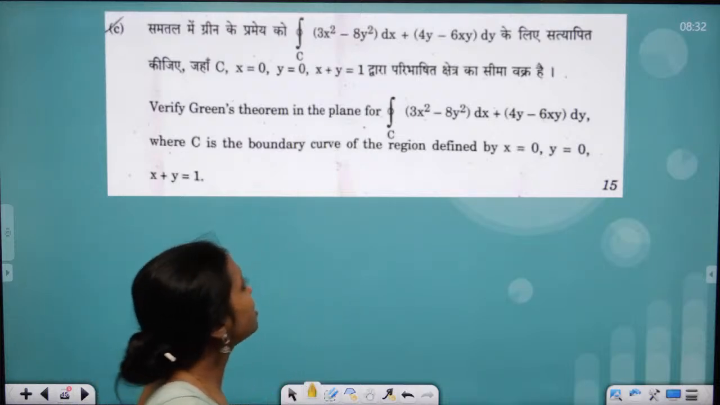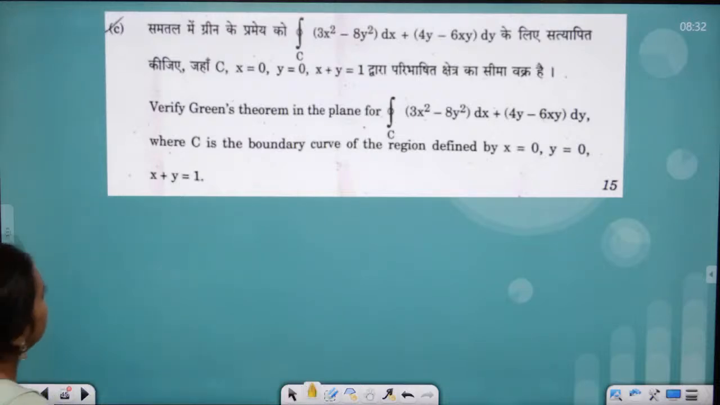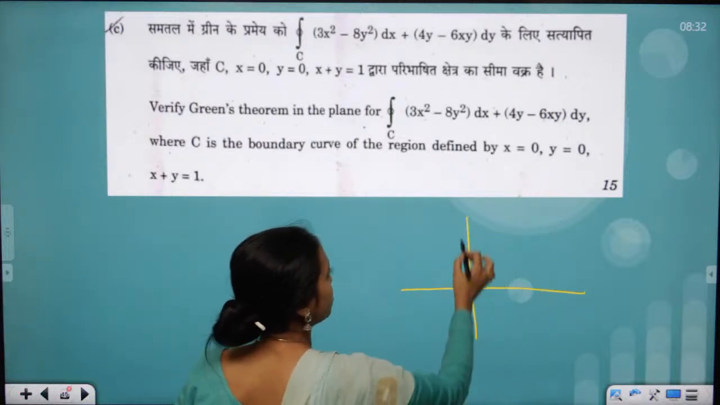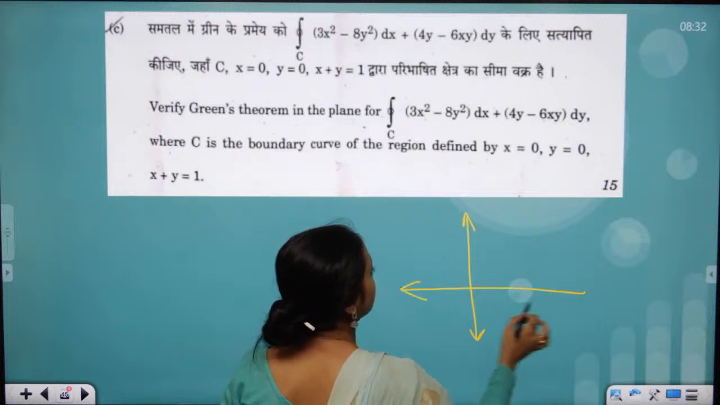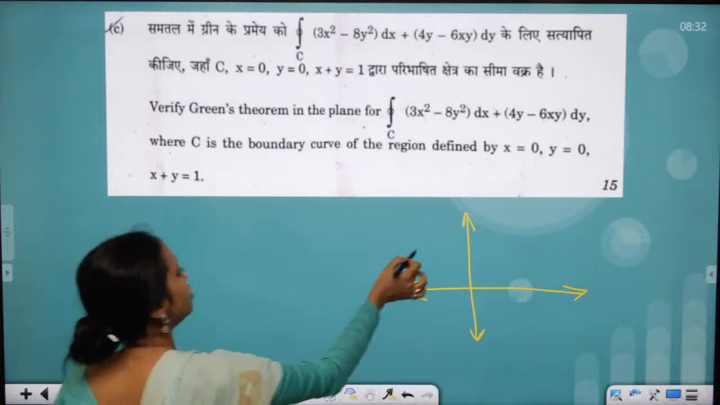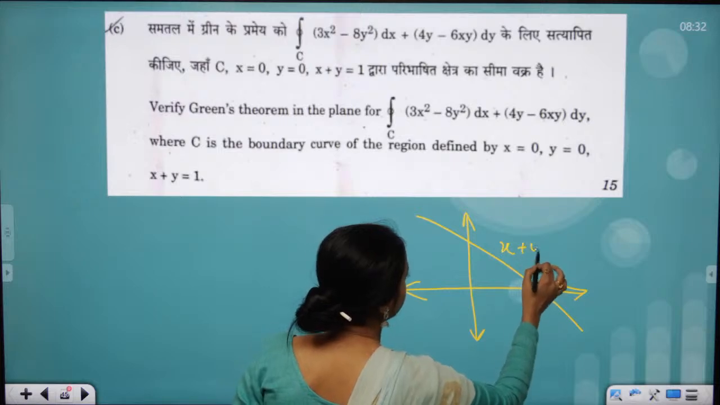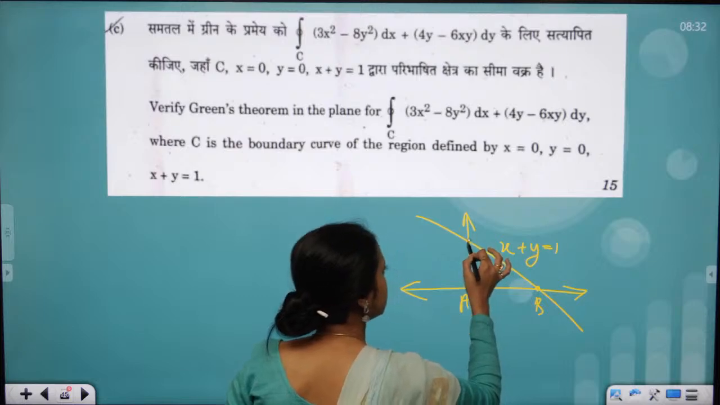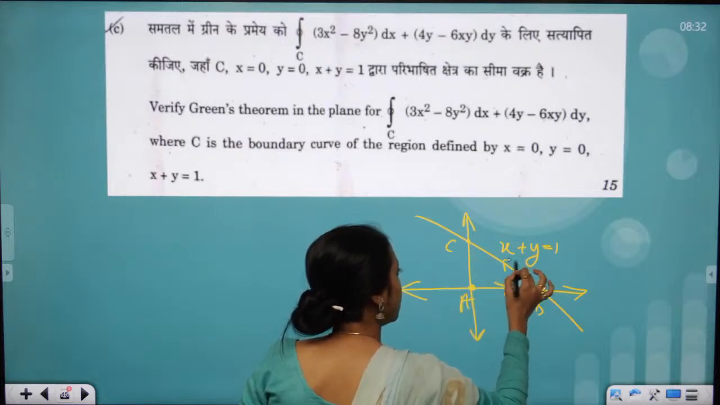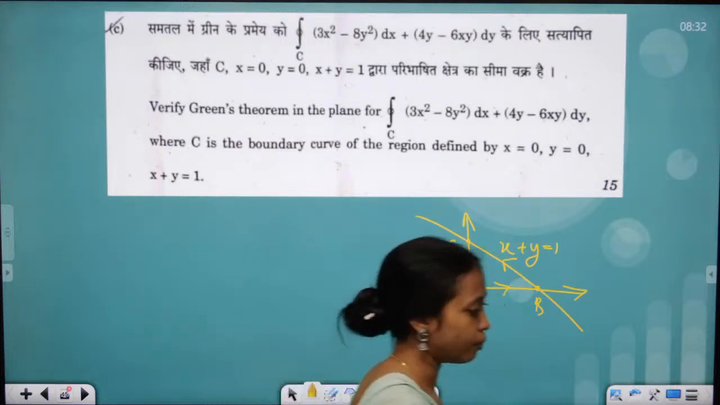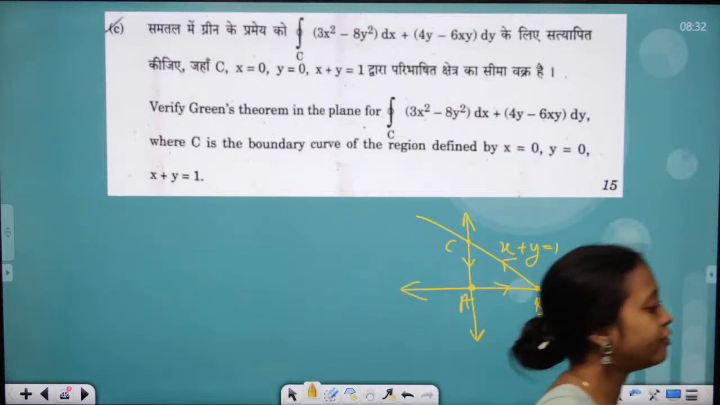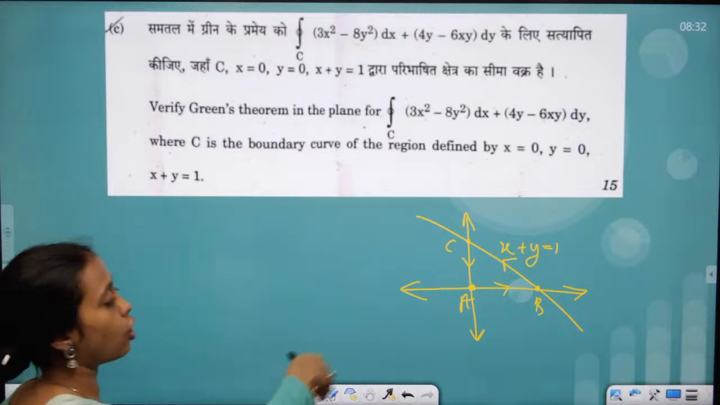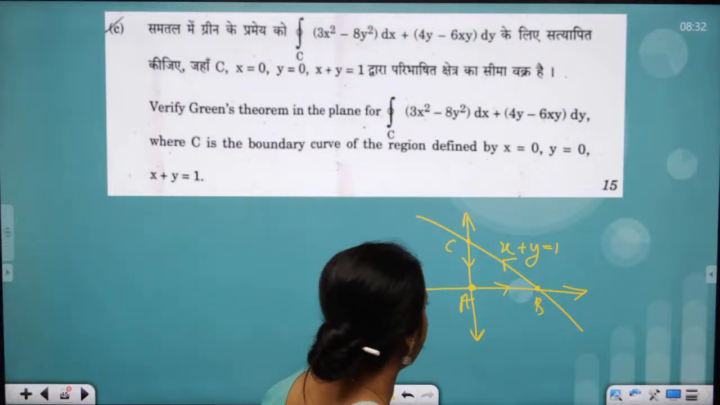So Green's theorem, what is Green's theorem? And the region is also given. See how easy the region is. x is equal to 0, that means the y axis. y is equal to 0, that means the x axis, and x plus y is equal to 1. So ABC is the region. You define the direction also. Usually we define the direction also. So I have given the counterclockwise direction. Usually we do that.